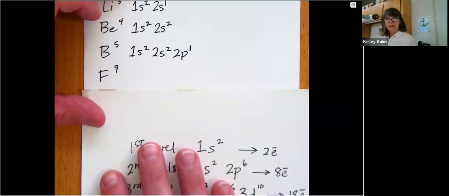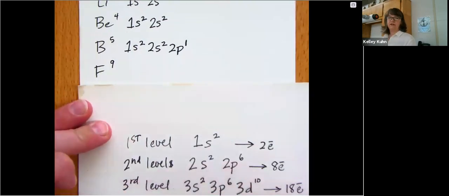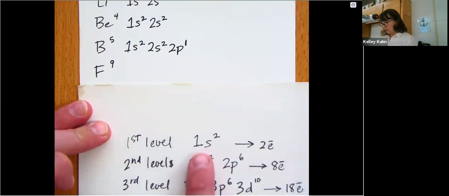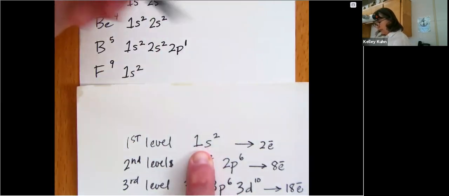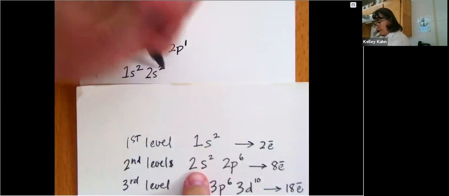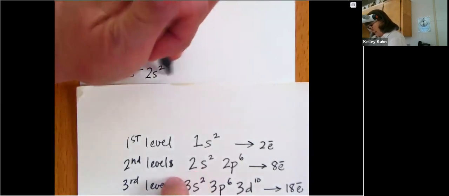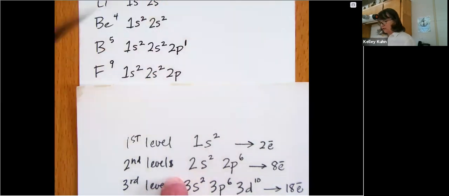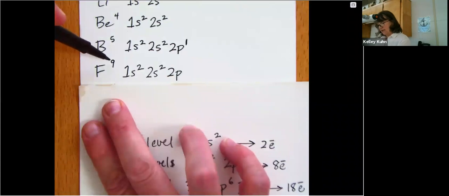So let's jump ahead a little. Fluorine has 9. I'm just going to fill in the levels in order. So I'm going to fill in my 1s orbital first and use 2 electrons. My 2s orbital second. I've now used a total of 4 electrons. And then take a second and think, how many electrons will I have to put in that p orbital in order to have the right number of electrons? I had 9. I've used how many?